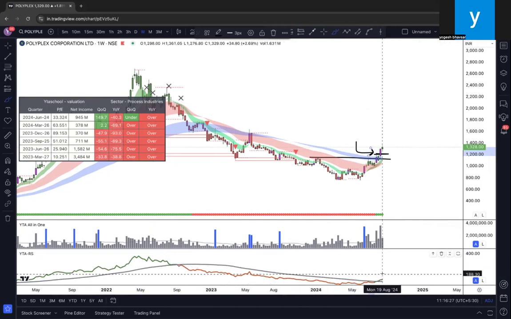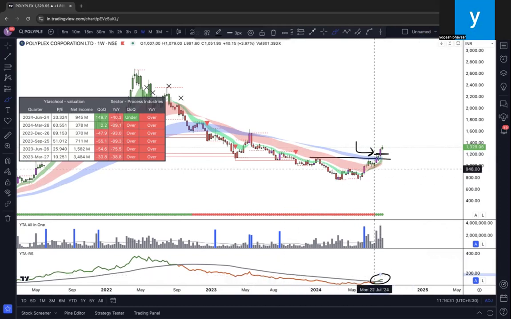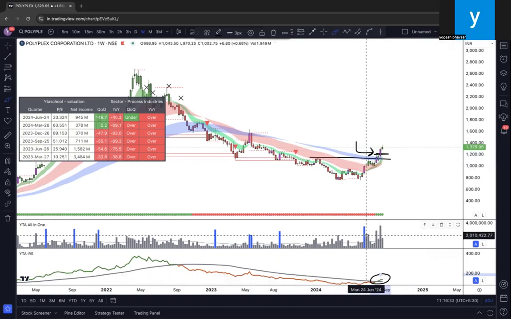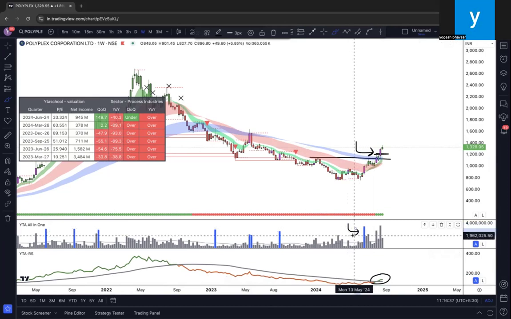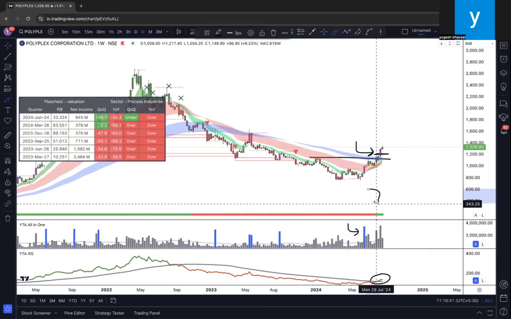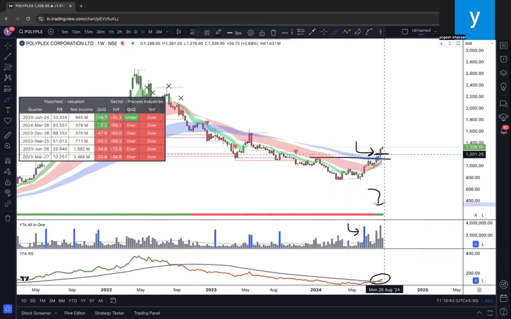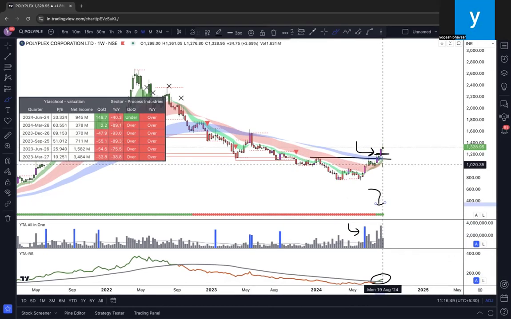This indicator is telling you that the trend has turned from red to green. When the breakout happened, just a couple of weeks before, there was a liquidity sucker that had come. My monthly time frame turned from red to green. My green turned above red, so there can be chances of a trend change.